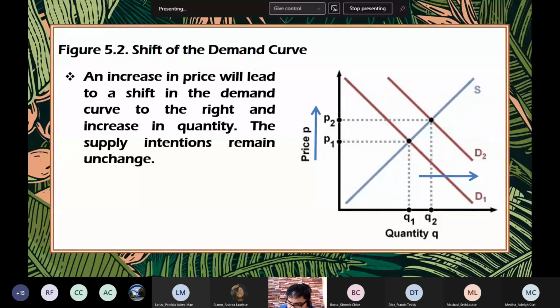An increase in price will lead to a shift in the demand curve to the right. An increase in quantity. The supply intentions remain unchanged.